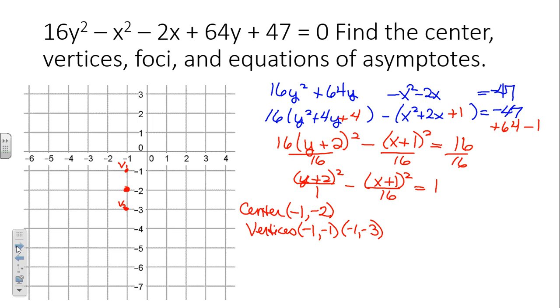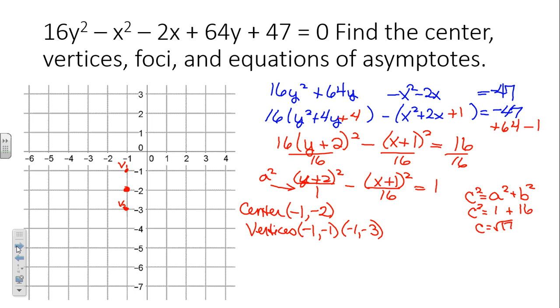So foci. How do we find foci? Yep. There's a minus in the middle, so that makes c squared equal a squared plus b squared. What's a? That's the 1. A squared is always beneath the positive term. And b squared is 16, so c will be the square root of 17. So we are moving the square root of 17 from the center up and down.